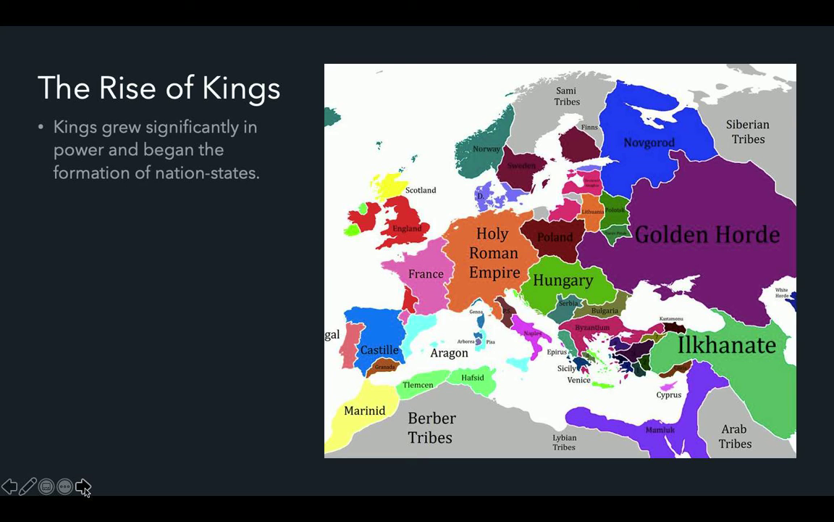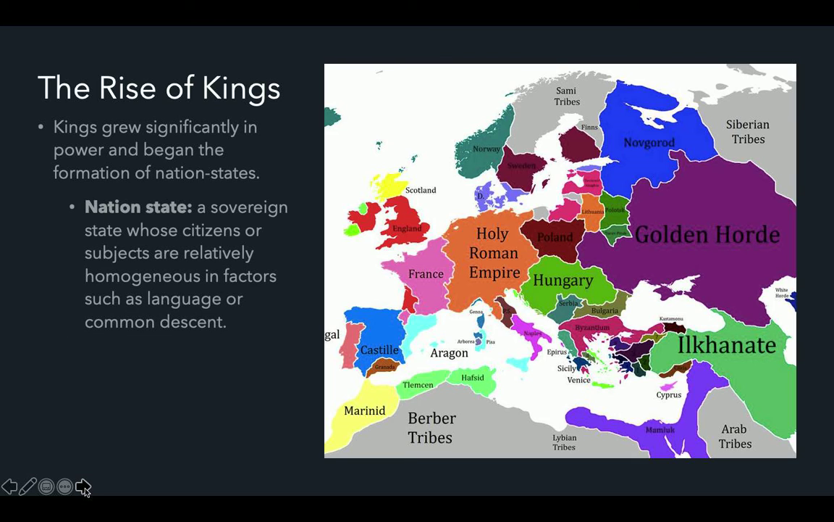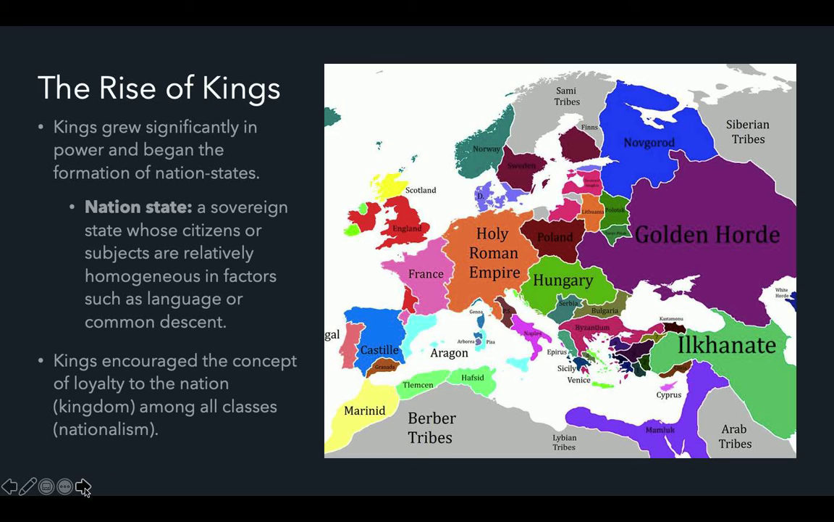Kings grew significantly in power and began the formation of nation-states. A nation-state is a sovereign state whose citizens or subjects are relatively homogeneous in factors such as language and common descent. And kings encouraged this concept, and they encouraged loyalty to the nation-state among all the various classes, especially the lower classes upon whom they relied.